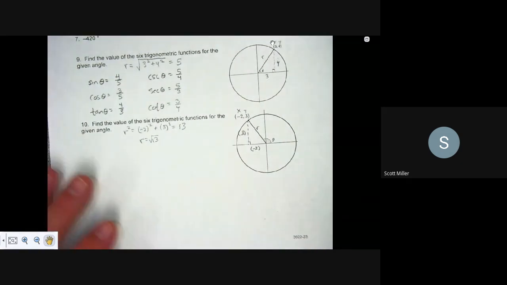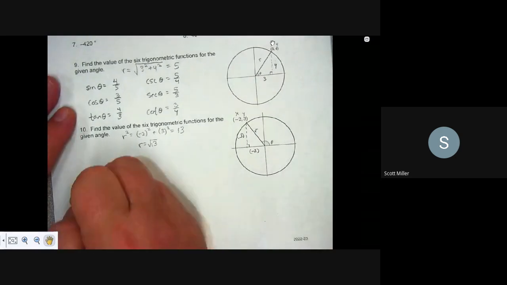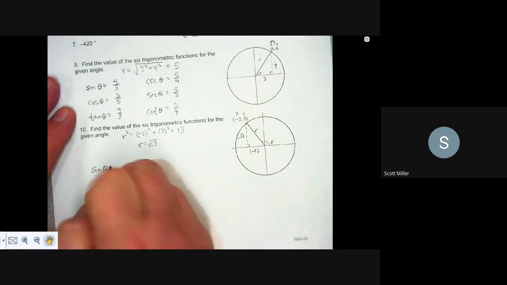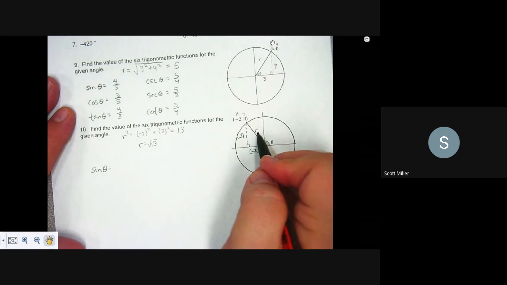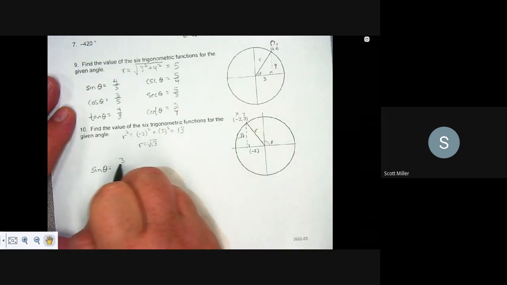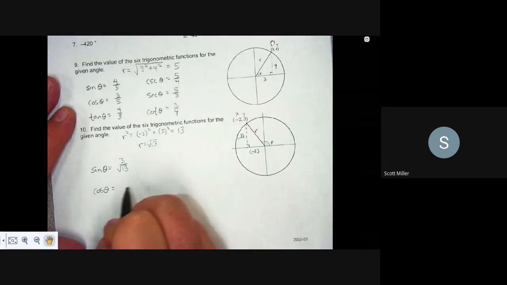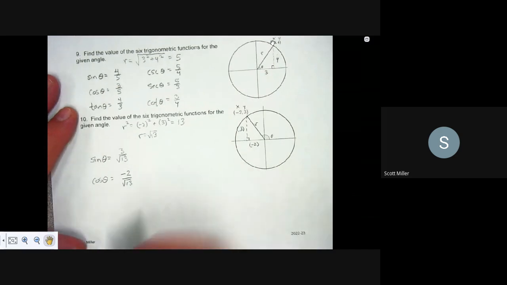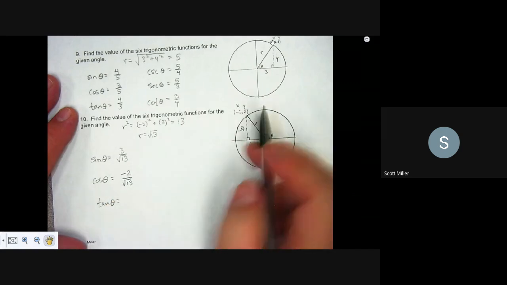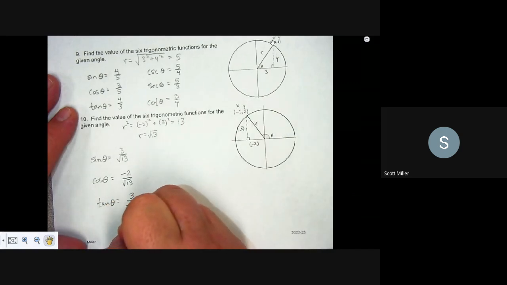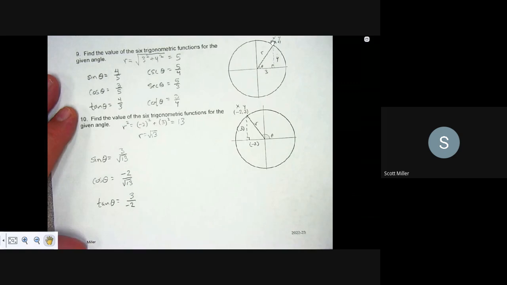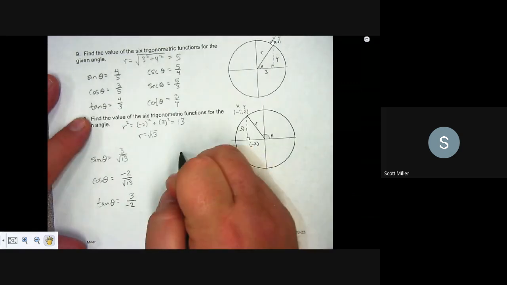And once I have that, then I can do the 6 trig ratios. Again, the sine of that angle is y over r. So it'll be 3 over the square root of 13. The cosine is x over r. X is a negative 2 over the square root of 13. So you got to put that negative in there. The tangent is y over x. So that'd be 3 over negative 2. And then the other ones are just the reciprocals.